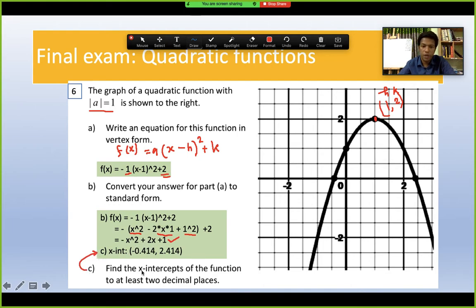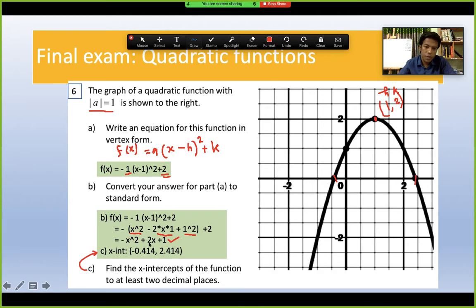C number question: find out the x-intercept for the function to at least 2 decimal places. So we have found it up to 3 decimal places. As you can see, the x-intercepts are this one and this one, but they are not exactly there. They are just in the middle. So we have to find them out.